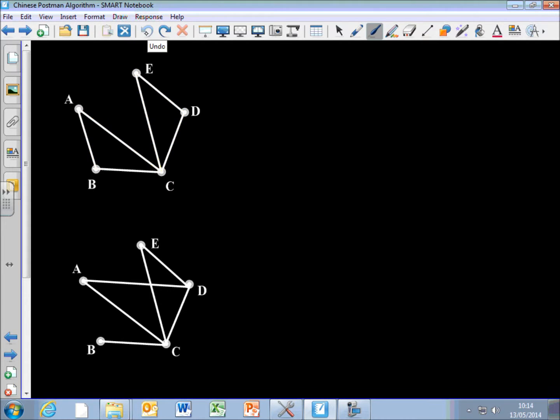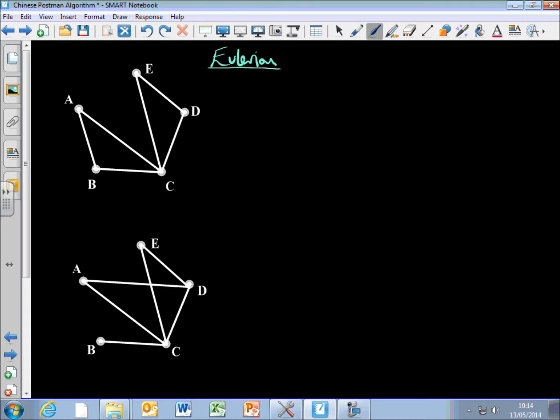I can also maybe start at C, go C to E, E to D, D to C, and C to A to B, and B to C, and I can do that. So this network is capable of being travelled over every edge just once, getting back to where I started. And we call this type of graph Eulerian. So this graph here on the left is called an Eulerian network, or an Eulerian graph.